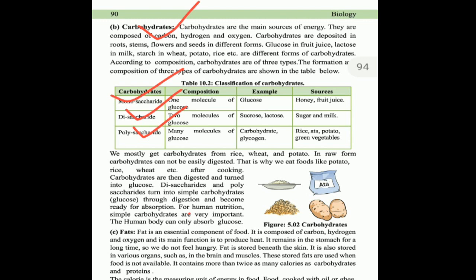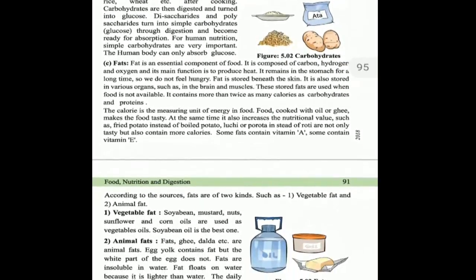So that's all about carbohydrate. Now I am going to describe fat.